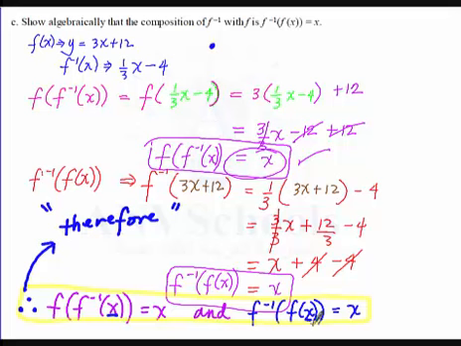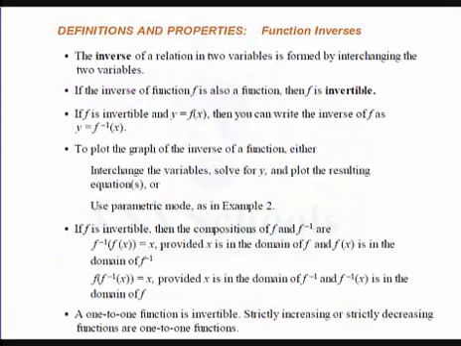Okay, so we've got a summary here for function inverses. Number one, the inverse of a relation in two variables is formed by interchanging the two variables. So why is it a relation? A function is a relation, but a relation is not always a function. That's why the general term is relation.